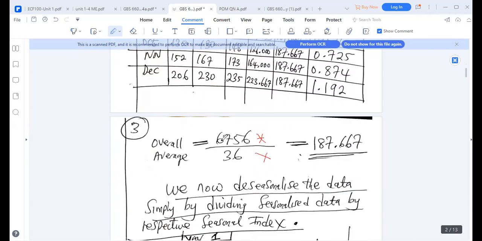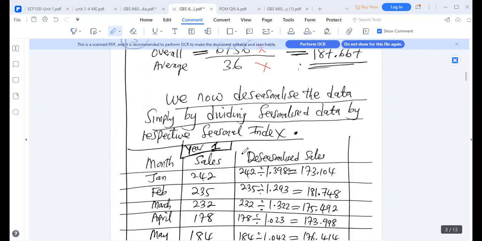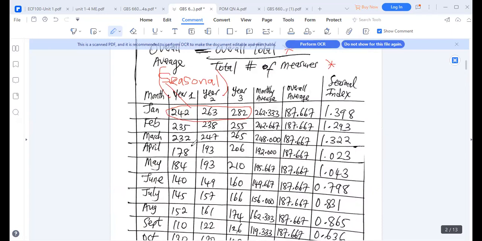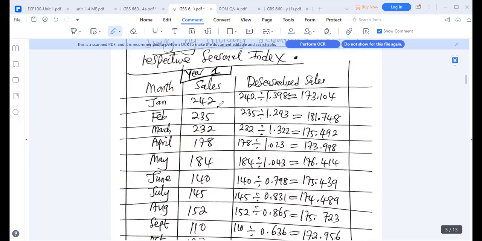After getting the seasonal index, you now deseasonalize the data simply by dividing. So you divide 242 by 1.398. All these values, we are dividing them by the seasonal index. Even for year 2, we will be dividing by the same index, and year 3 as well, so that we deseasonalize the data. We divide all these cells by the seasonal index. These are the deseasonalized values.